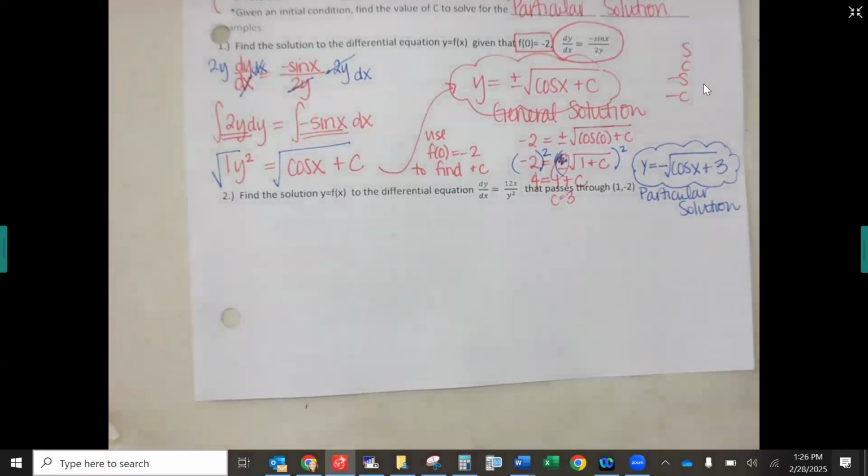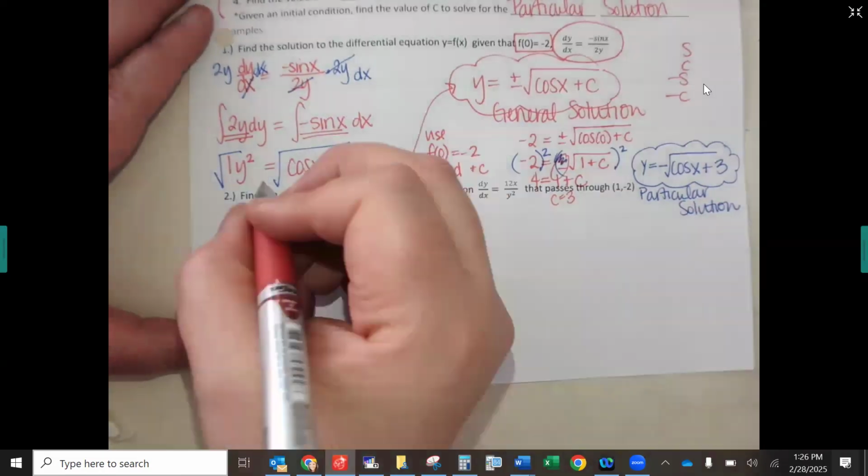Make sense a little bit? All right, let's take a look at number 2. I have x and y stuff, but they're split by what operation? Division. And remember, multiplication and division count as separable. Also it's a differential equation, so I have a dy dx. So first step is going to be to separate.